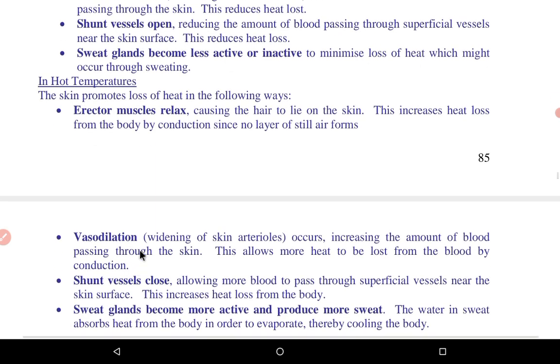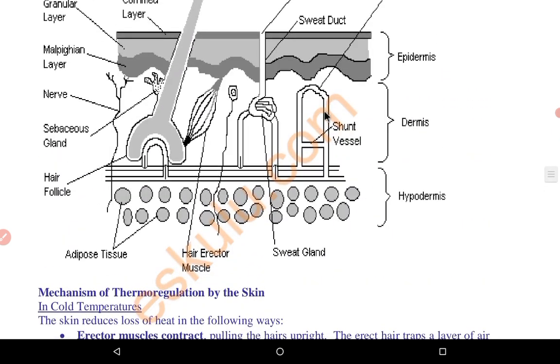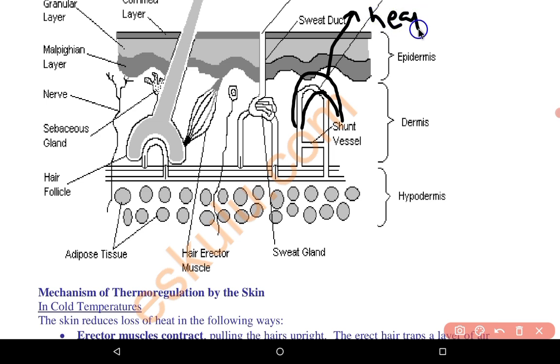Vasodilation is the opposite of vasoconstriction. Your blood vessels, instead of becoming thin, will become more wide. That's what we're saying here, that these blood vessels will become big enough. Why do they become big like this? Because it's hot, to remove some heat. Also these hairs will lie flat like this, so that heat can be lost.